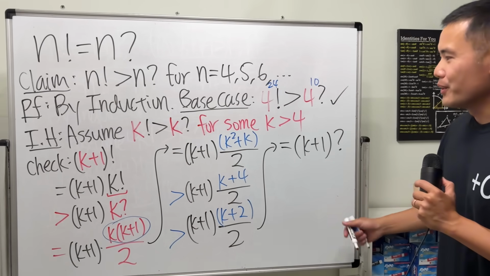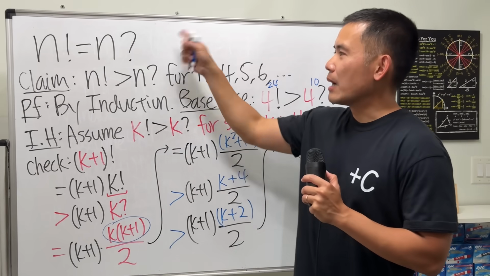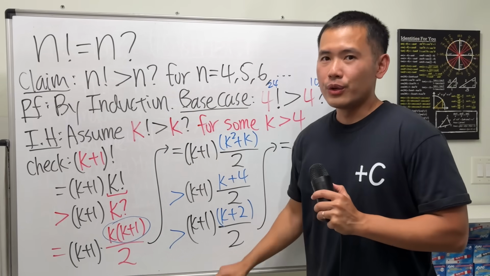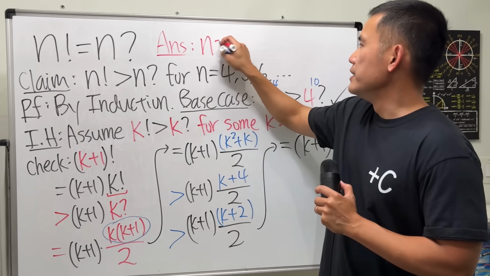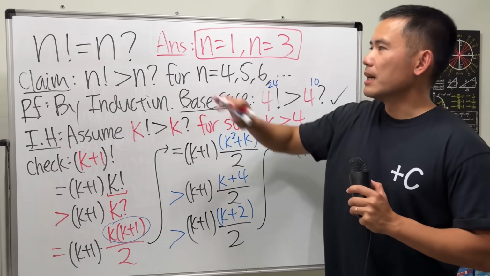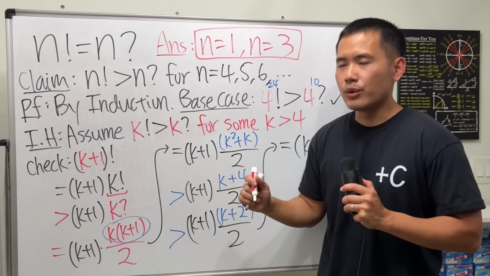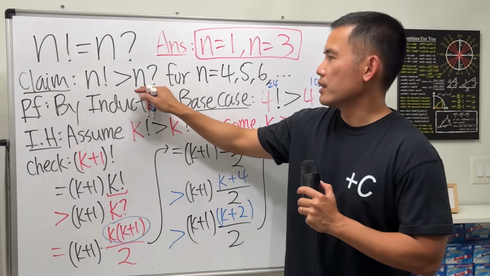So by mathematical induction, we are done with the claim. That means we can come back here and say that we only have two answers: n is equal to 1 and n is equal to 3, and that's it. It's not possible to find any other positive whole numbers after 3 because this will always be bigger than that.